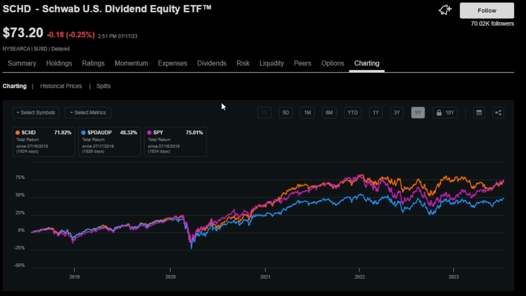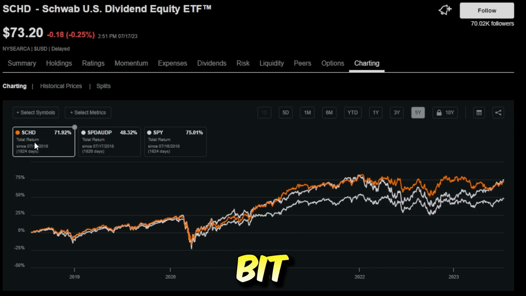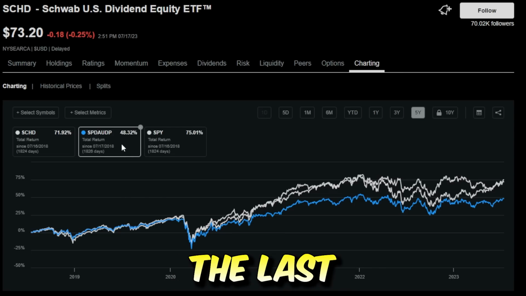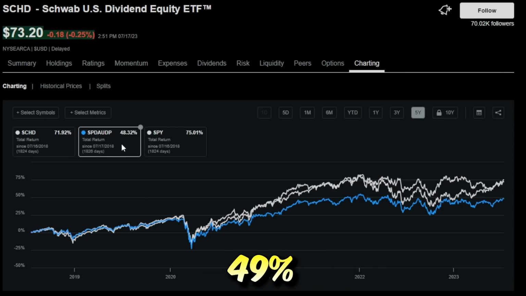But what's important to note is if you zoom out a little bit and look over the last 5 years, the S&P 500 has returned 75%, beating SCHD by a little bit at 71, almost 72%. And the Aristocrats have done pretty well over the last 5 years also, at almost 49% return.